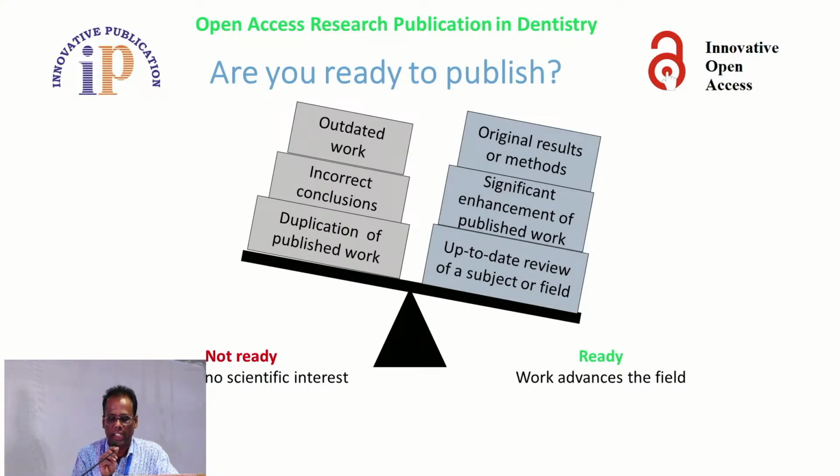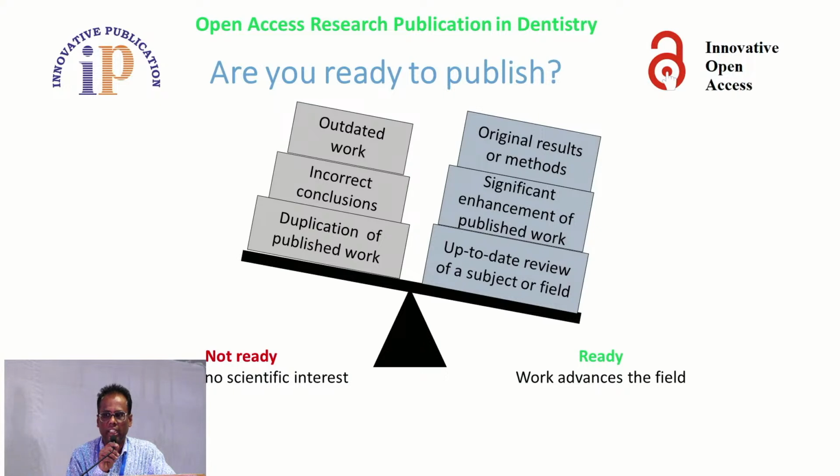If they are ready to publish their research, the original article and method, what is the method they need to follow, what is the significant enhancement of the published work, and an up-to-date review of the subject or the field. It means the researchers have to decide what content they have to publish.